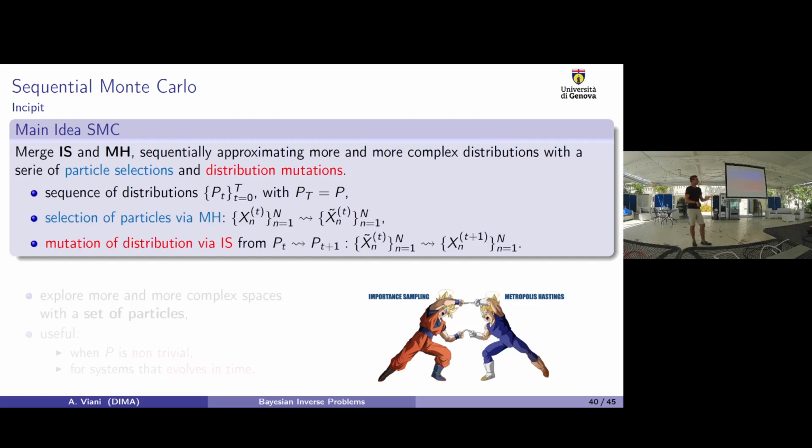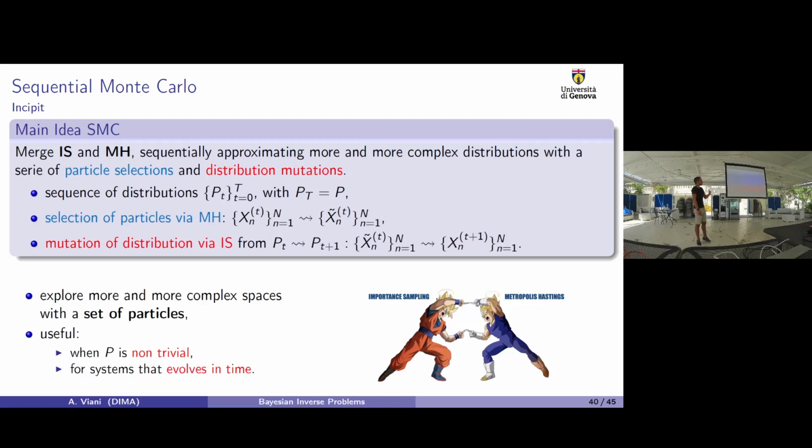This is the idea. For those of you that were here during my presentation, I've just said that. So we explore more and more complex spaces. We are giving more and more information at each time, and of course this can be useful in situations where our system evolves in time, because each time we have new information, we modify the actual distribution.